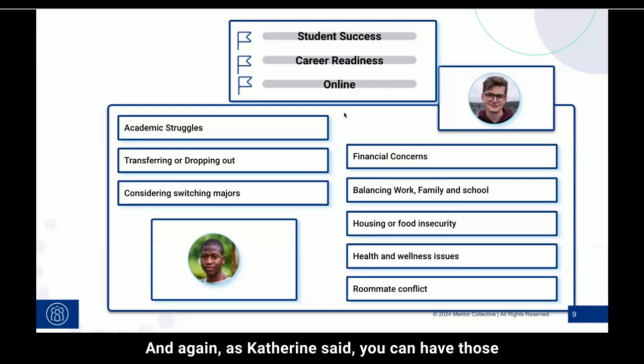And again, as Catherine said, you can have those flags go to the key people on campus who are there to act on that data right away. These can be slightly edited to map the needs of your program or depending on the goals of your program along the way. That's something that you could talk to your Mentor Collective support person about.